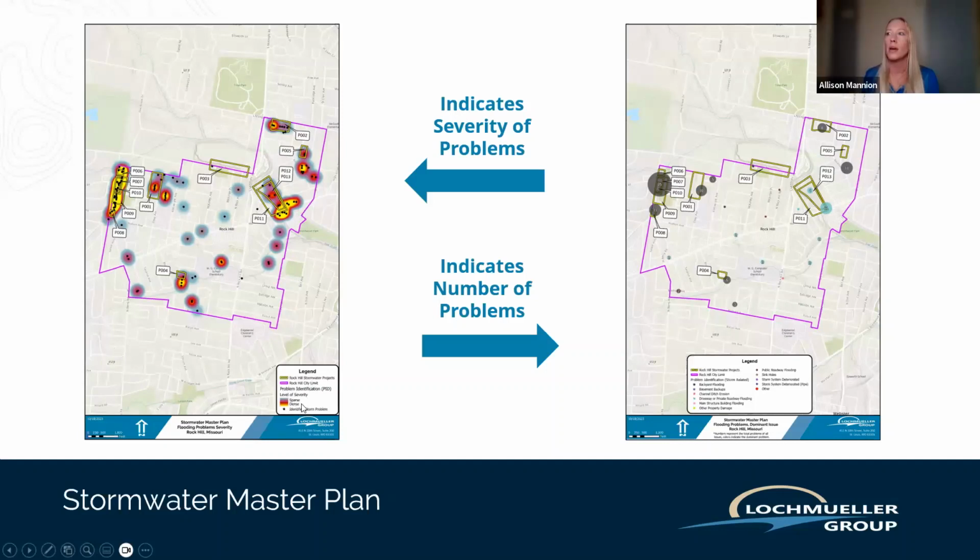So I know it's probably hard to read. No color marking means there's not a high concentration of severe issues in an area. So the darker the color, the more concentration of severe issues, if that makes sense.